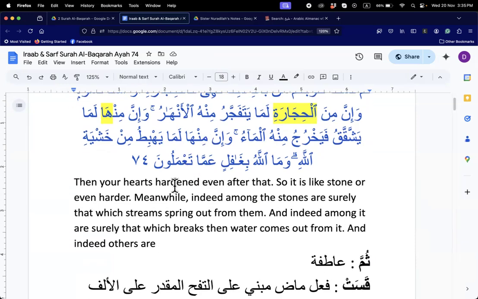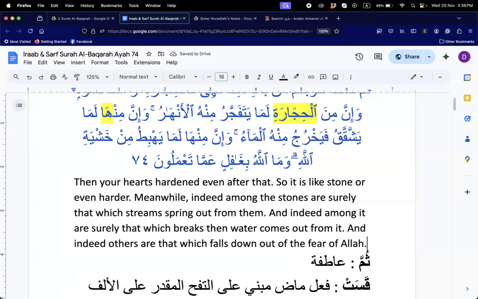So lama, that which falls down. Min khashyatillah: for the fear of Allah, or because of the fear of Allah. Out of the fear of Allah. But because of the fear of Allah.